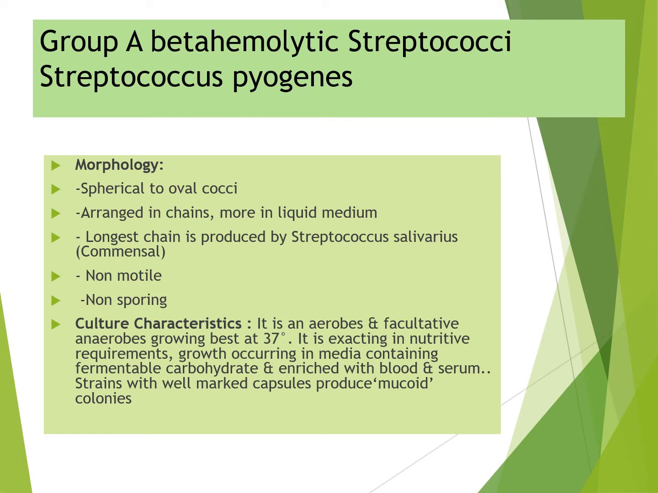So let us study a little about Streptococcus pyogenes. The morphology of it is spherical and oval in shape. They are gram-positive, non-motile, arranged in chains, non-sporing and capsulated.